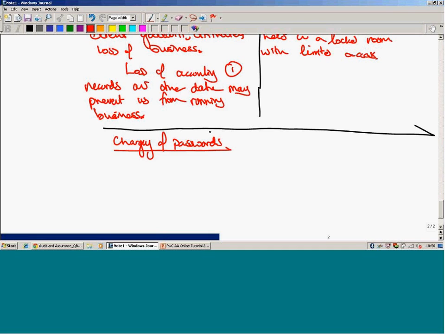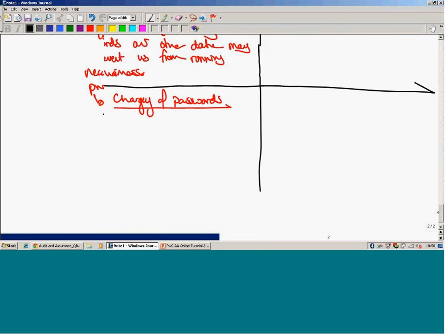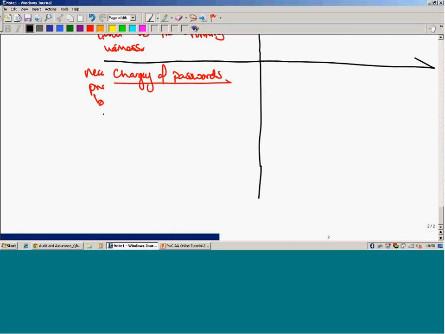What is the potential issue for the business with password changes? If people use their passwords very regularly, what's the potential problem?